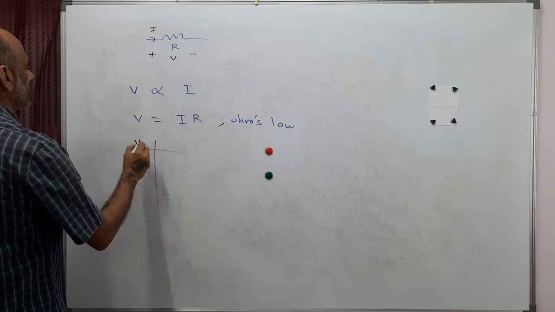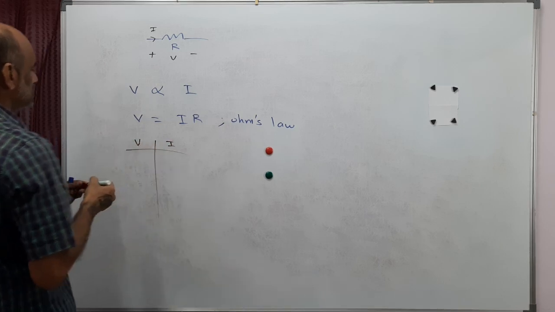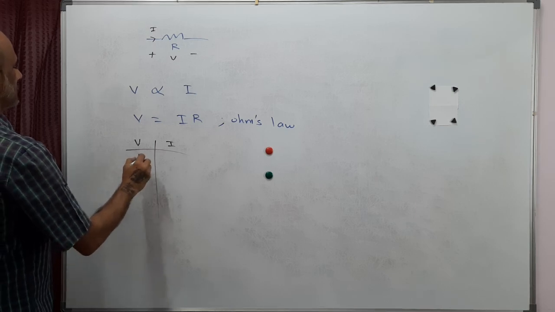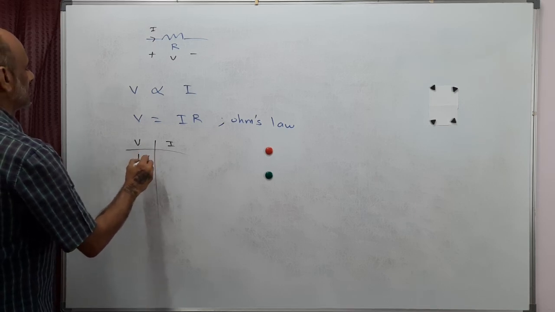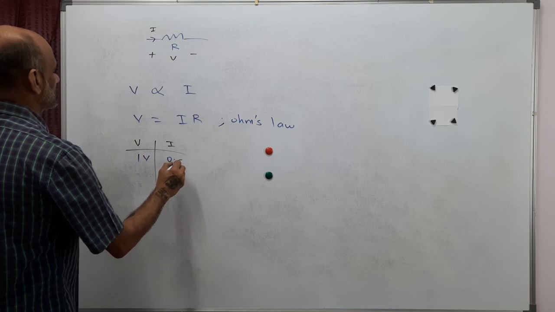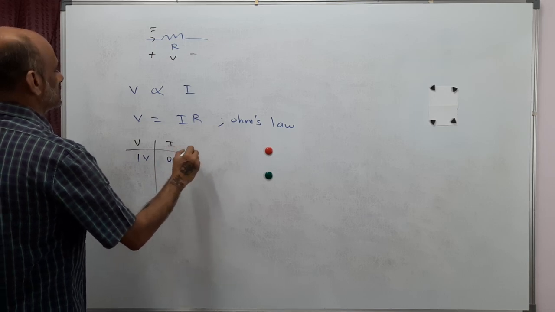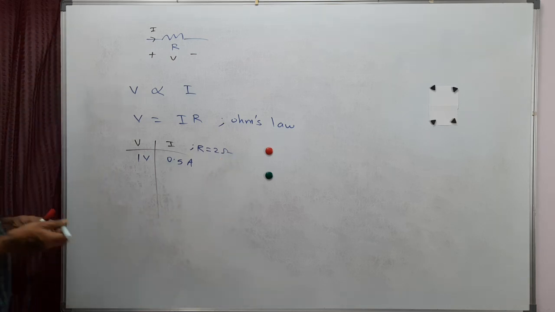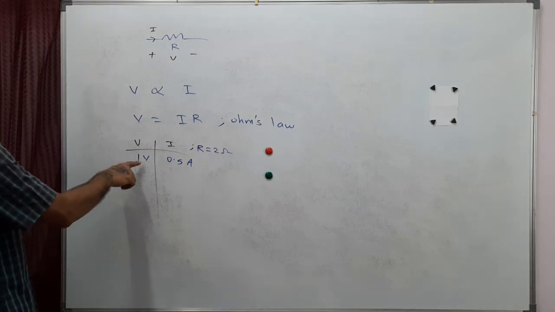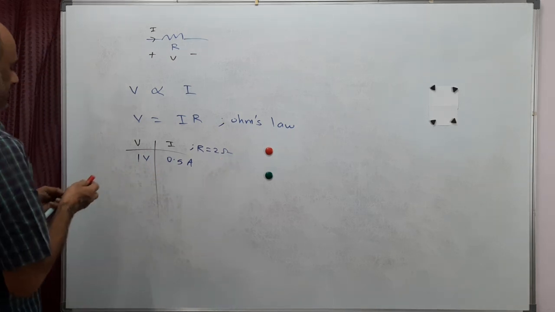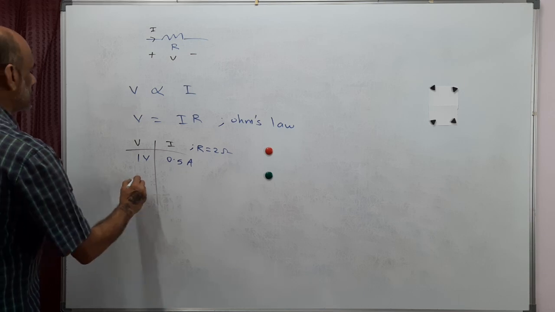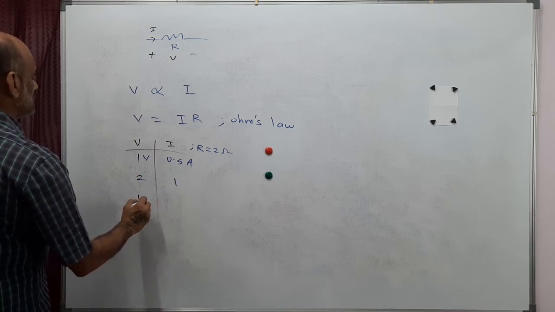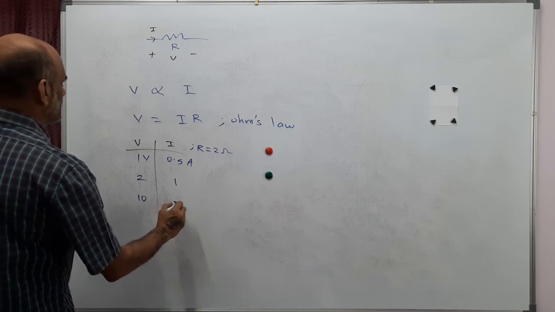voltage and the current, say the voltage is 1 volt, the current is 0.5 amps, assuming the resistor value is say 2 ohms. I equal to V by R, so 1 divided by 2 is 0.5. So if I increase the voltage to 2, the current will increase to 1, say 10, it will become 5 amps.